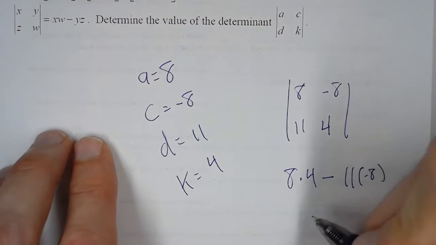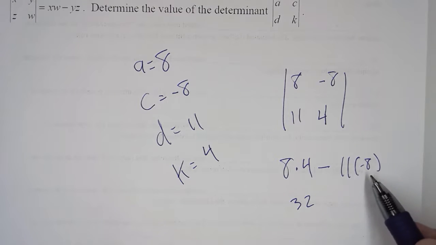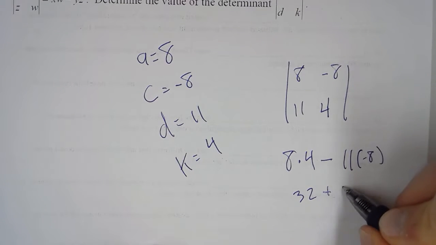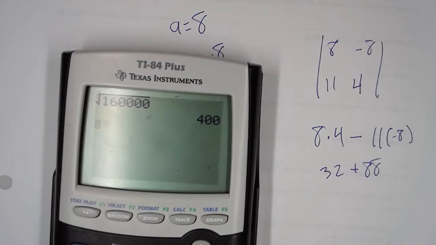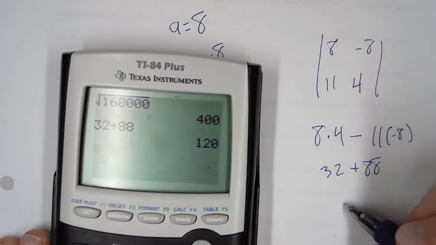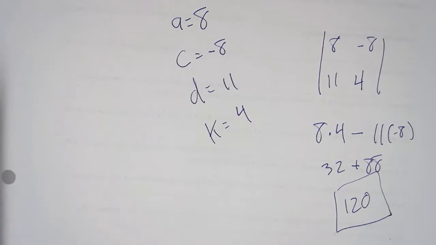8 times 4 is 32. Now you have to be careful because we're subtracting, but there's a negative in there. So this is going to be plus 88. So 32 plus 88 is 120. There's our answer, and we're done.